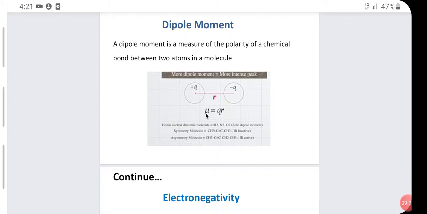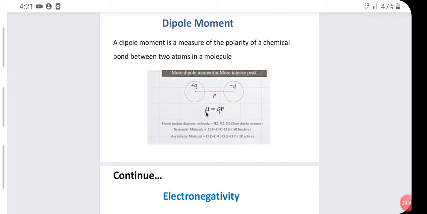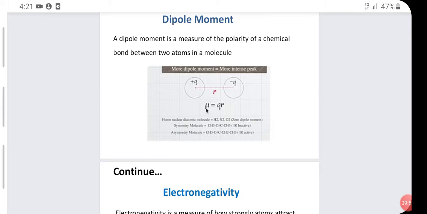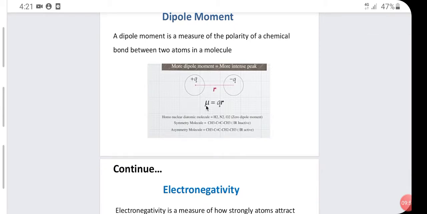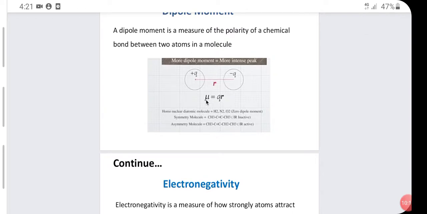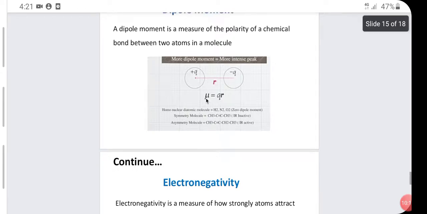Q is basically a charge. Let's suppose there are two atoms. One atom is positively charged while the other atom is negatively charged and there is a charge difference, and by increasing charge, dipole moment will be increased, and R is distance. When the distance between atoms increases, the dipole moment increases, and by increasing dipole moment, a more intense peak is formed. If there is less distance between atoms, it means that dipole moment decreases and a less intense peak is formed.